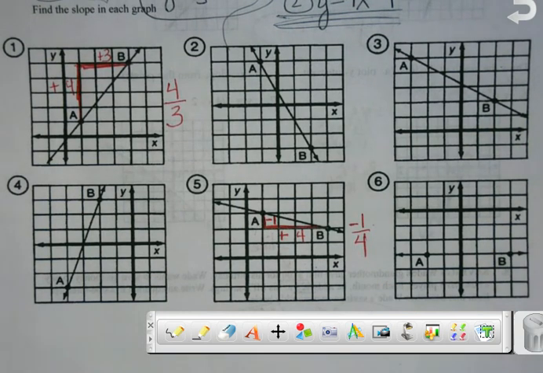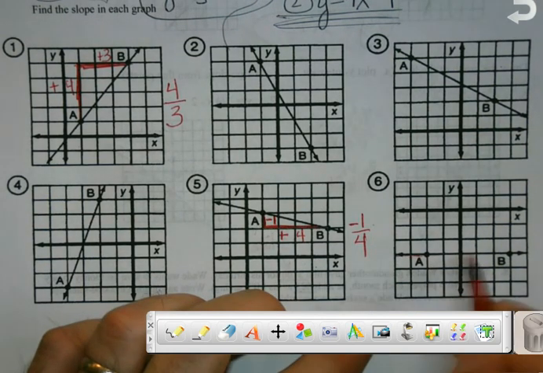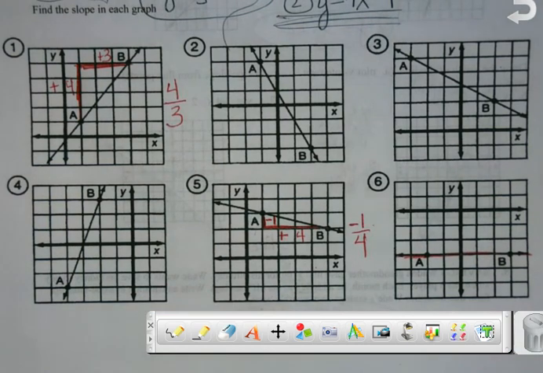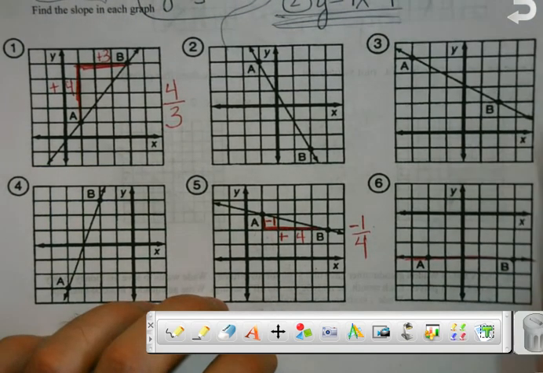Ah, number 6. Yep, number 6 is 0. So we have the horizontal line. I wish I had Mr. Slope guy here. I'd whip him up on the screen right now.